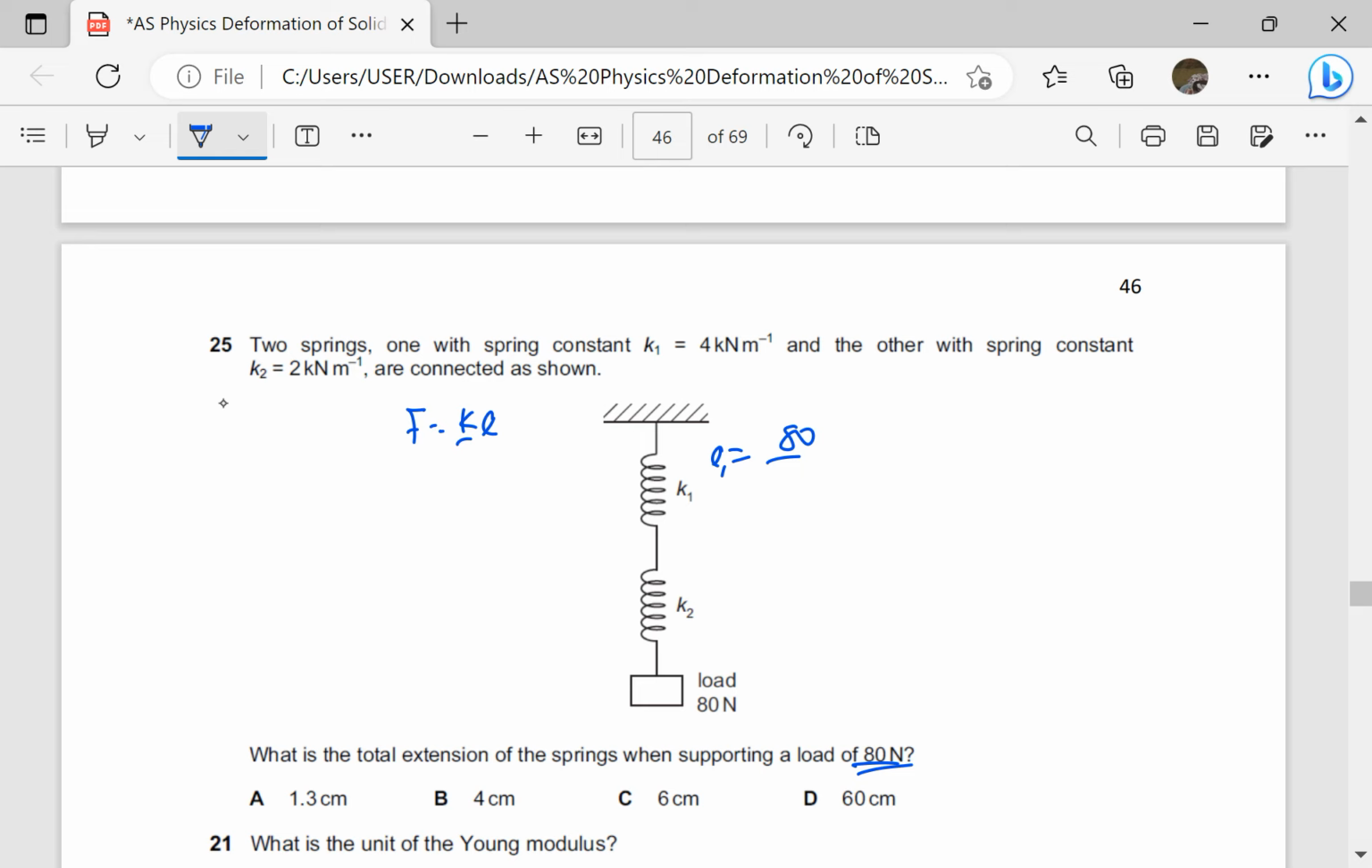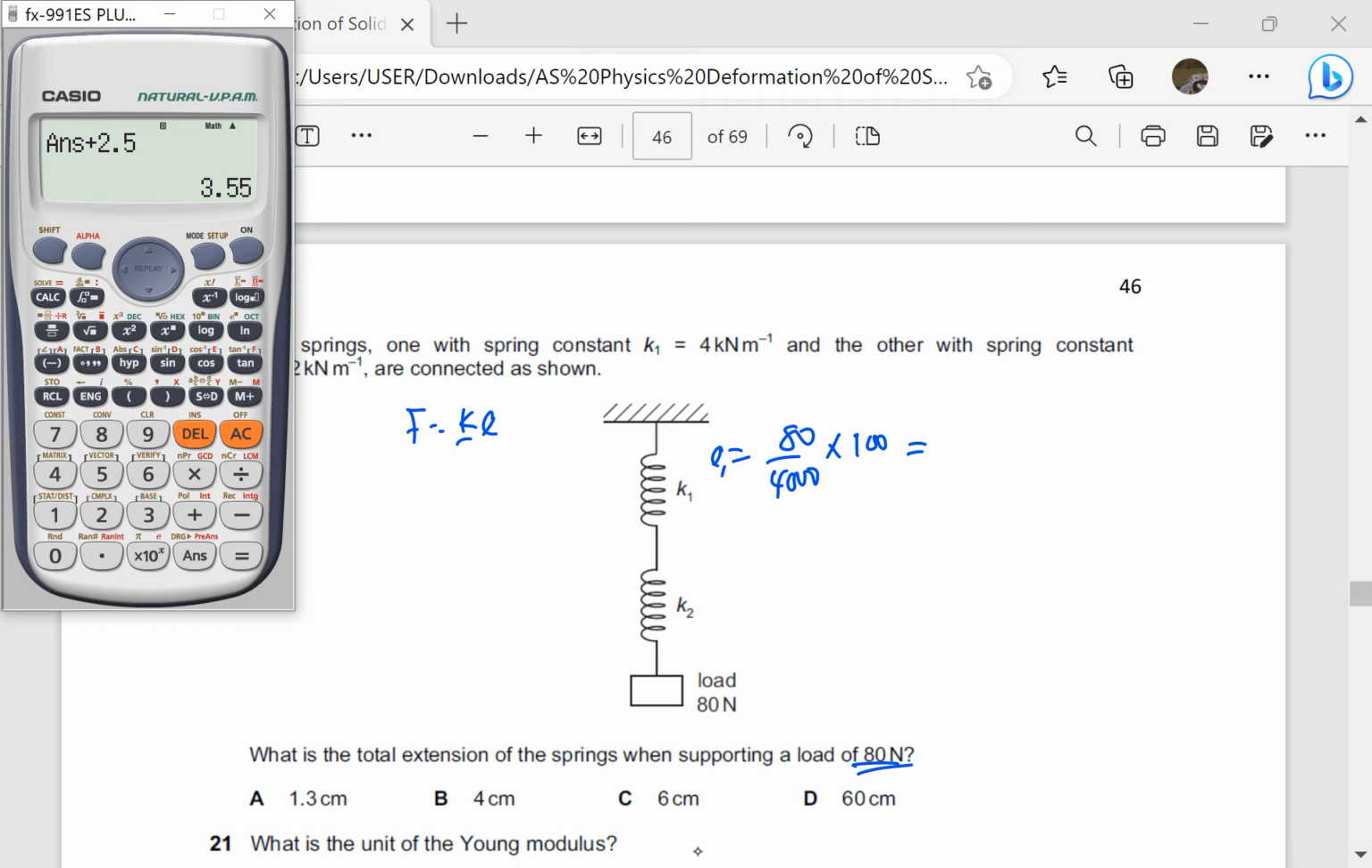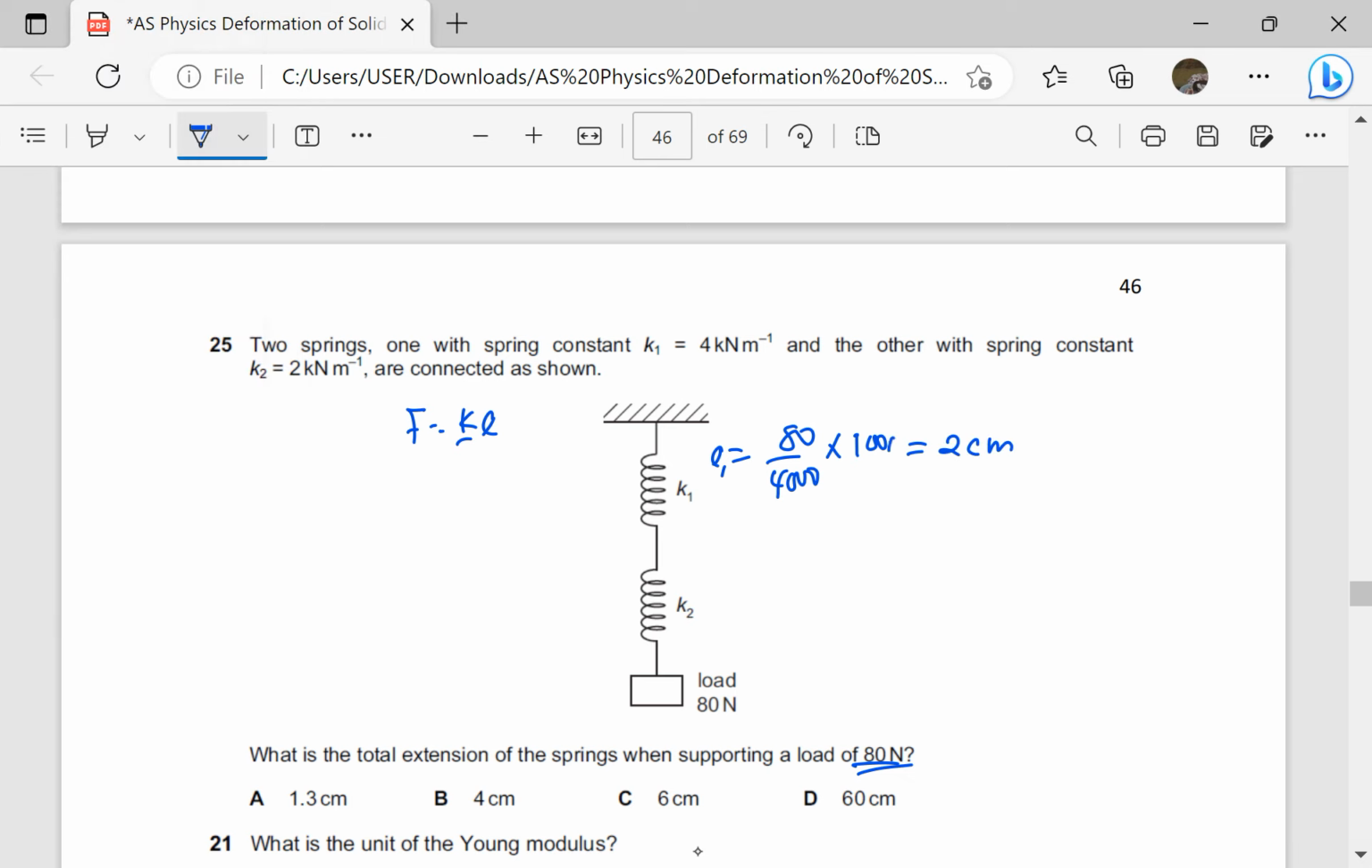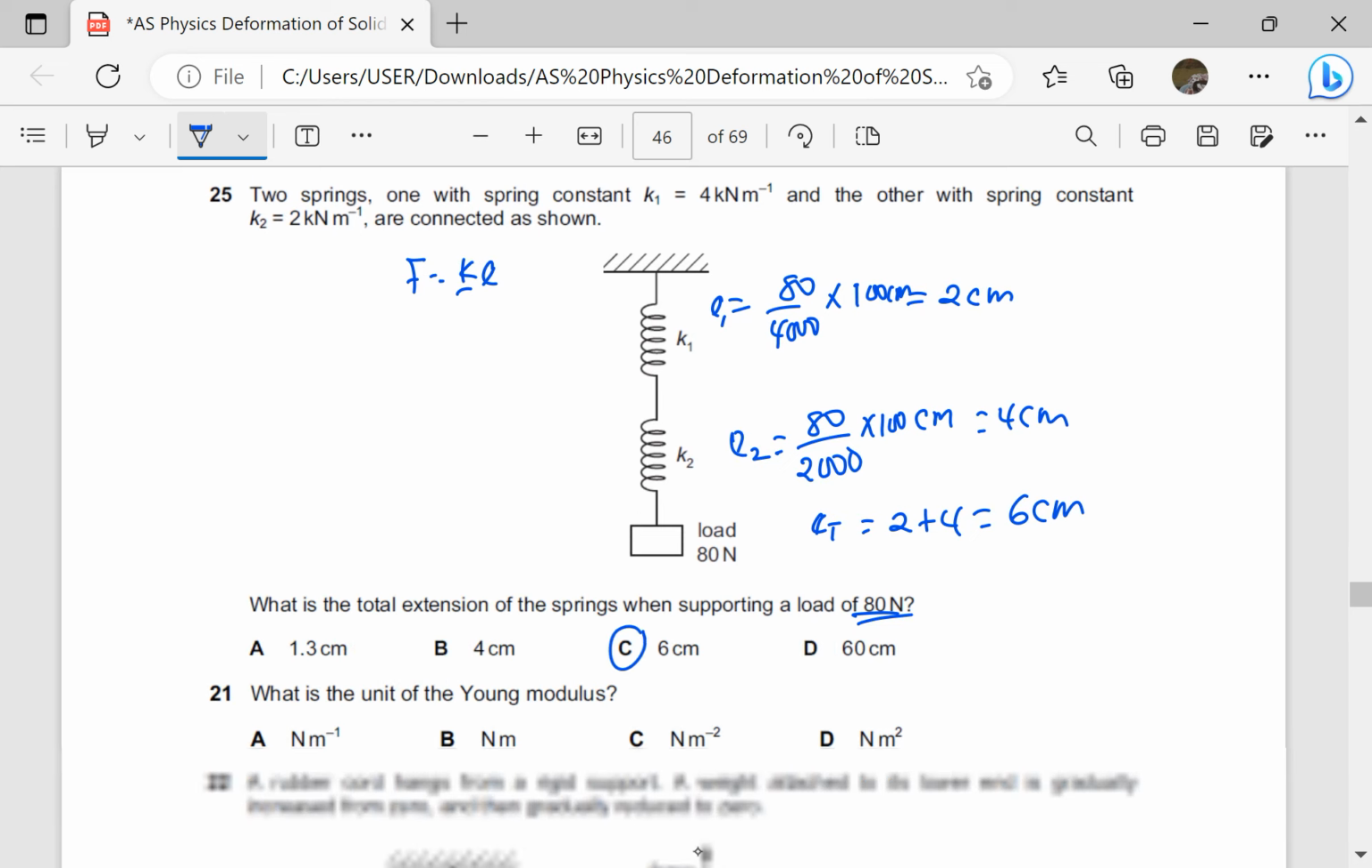80 divided by K, which is 4,000. The answers are in centimeters, so I'll multiply this by 100 to change it to centimeters. 8,000 divided by 4,000, that is 2 centimeters. Then extension here is going to be equal to the load, which is 80, divided by the constant, 2,000. I'll multiply by 100 to change the answer to centimeters. 8,000 over 2,000 is 4 centimeters. Since they are in series, the total extension is the sum of the two, which is 2 plus 4, going to give us 6 centimeters. So our answer is going to be C.